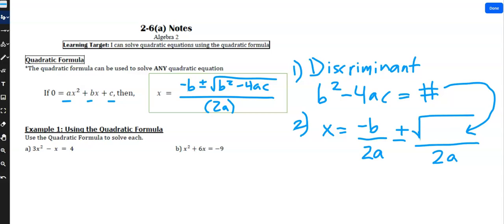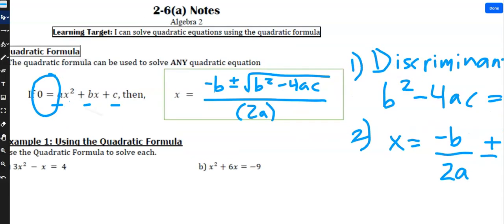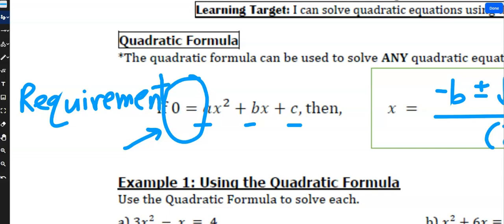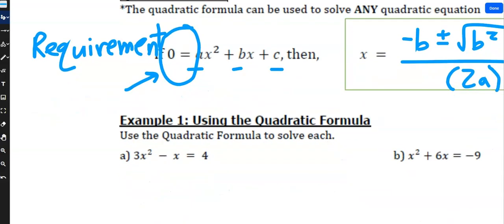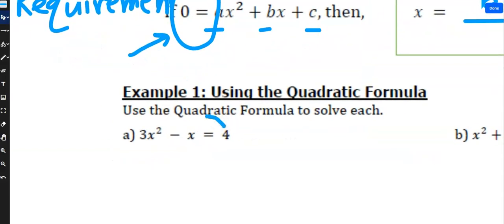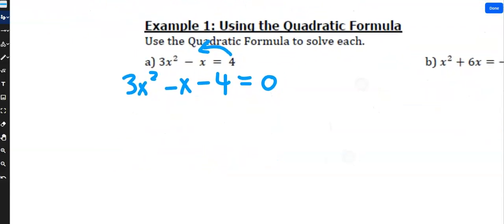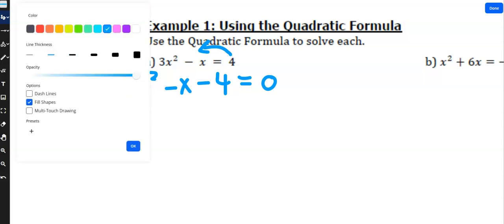But one of the major requirements of this is not just a suggestion. This is a requirement: it must be set equal to 0 before you begin, and many times they are not, so you have to adjust it so that it is. Now, some of these may factor, but we're practicing our quadratic formula, so we're not going to worry about the factoring right now. So let's see here.